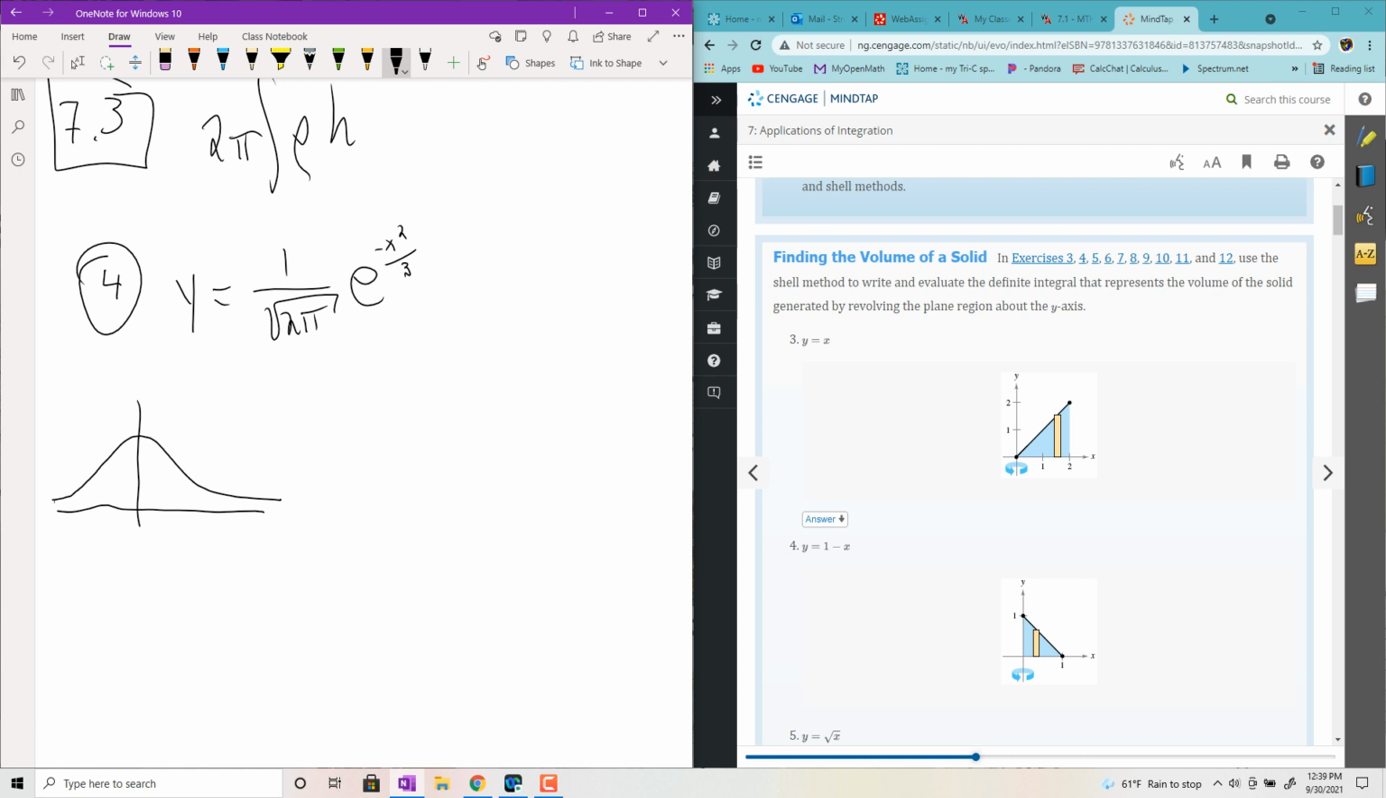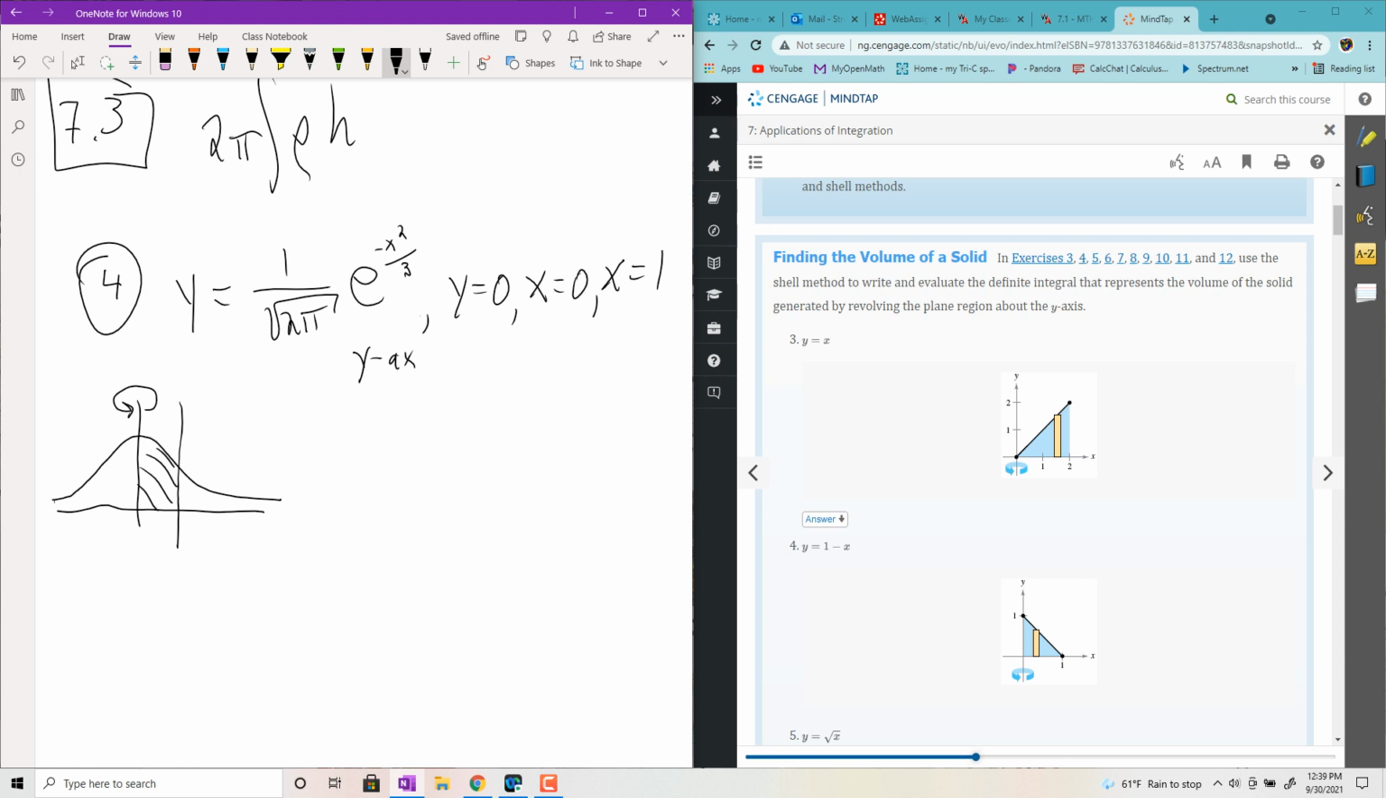Let's see what else they have. So the area they're after is the area enclosed by this curve, the curve y equals 0, which is the x-axis, the curve x equals 0, which is the y-axis, and then the curve x equals 1. So let's say x equals 1 is probably about right there. This is the region I'm dealing with, and I want to rotate it about the y-axis.